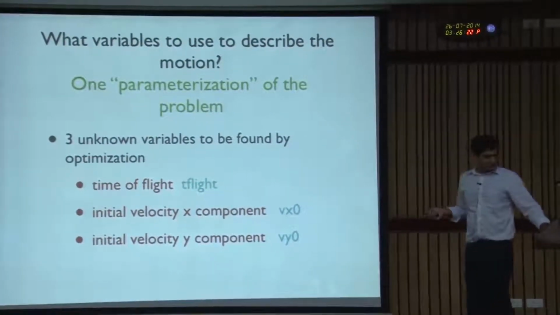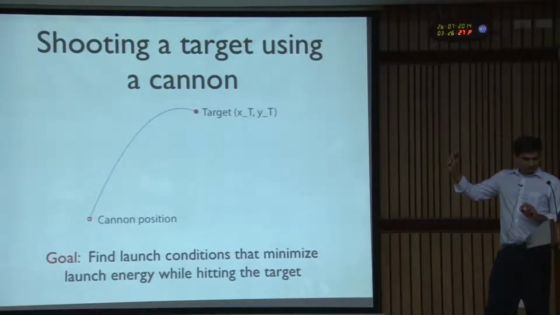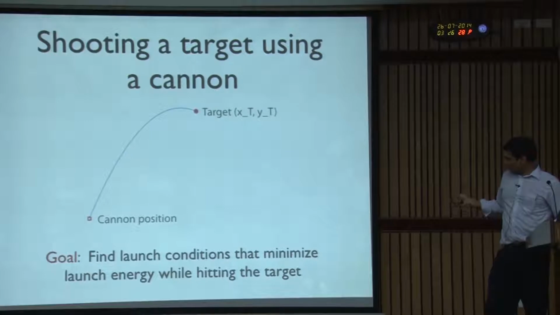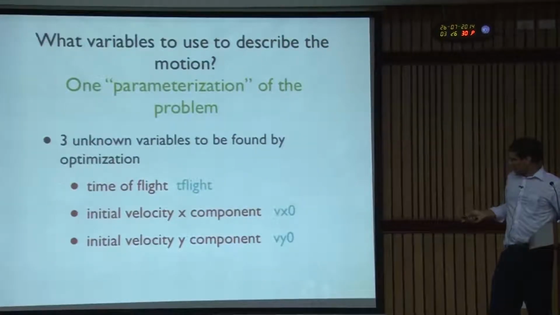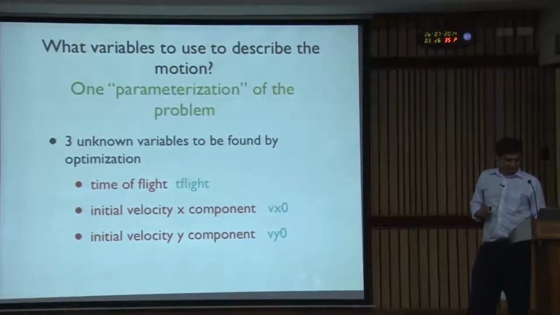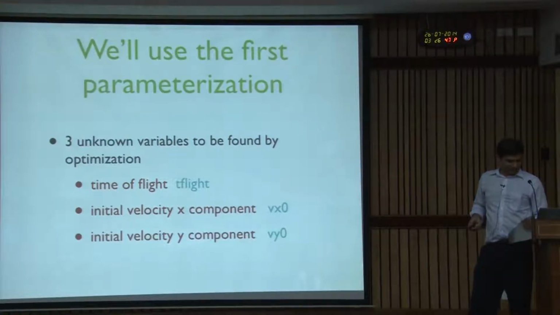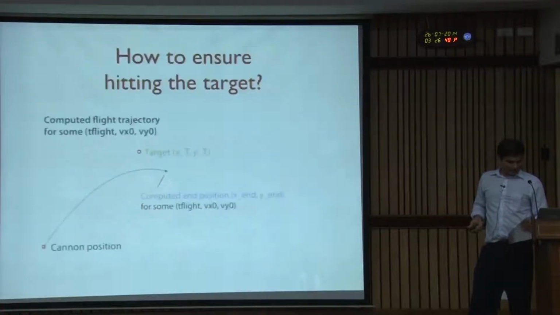So in this case, I'm going to choose these three. I'm going to choose, strangely enough, the time of flight for this trajectory, and then I'm going to choose the initial x velocity, the initial y velocity. Those are the three things. You could also have a different parameterization: time of flight, initial velocity magnitude, and then the angle if you want, but we'll use the first parameterization.